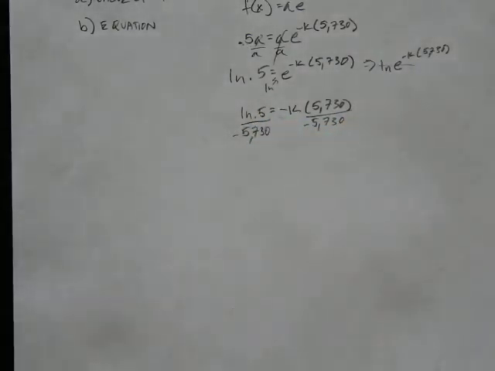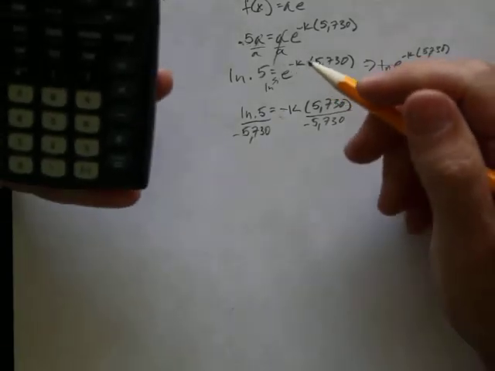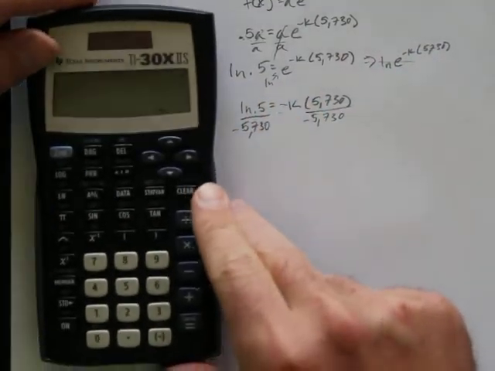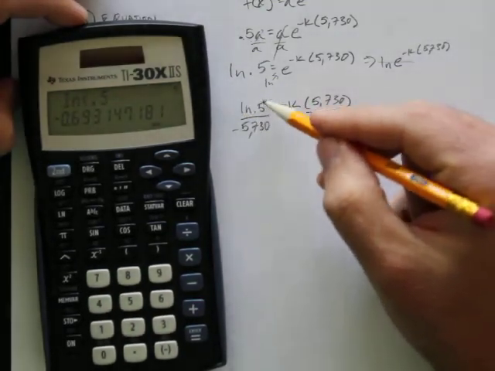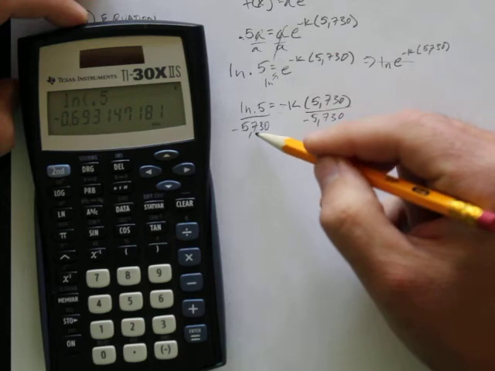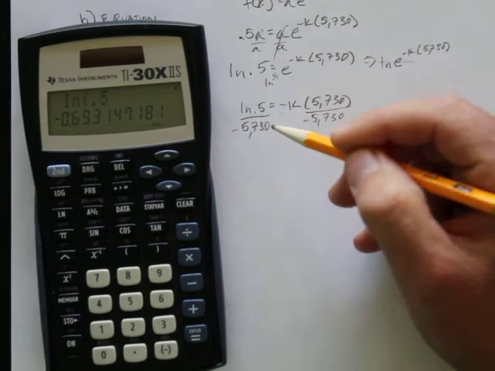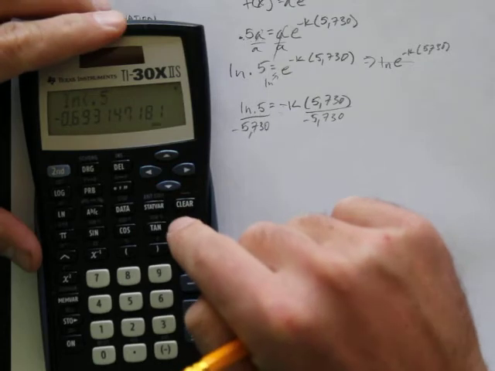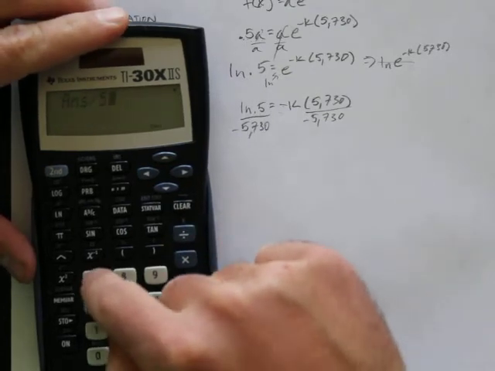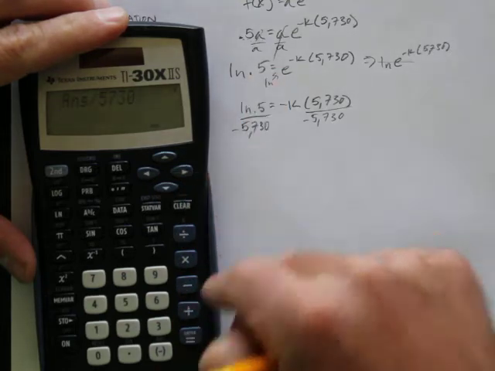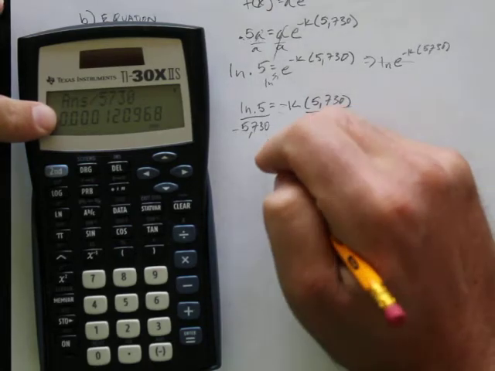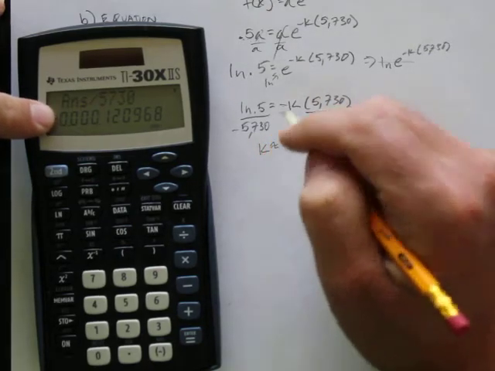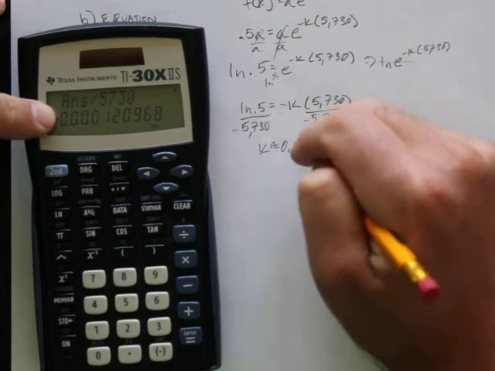And so that way those negatives will go away and I can deal with this. So I can get my calculator out. And I'm going to say natural log of 0.5 equals this. So that's what I have up here in the numerator. Now I'm going to divide by 5,730. I'm not worried about the negative. I'll just figure that out in a minute. So I'm going to ignore this negative because I didn't put the negative into my calculator. K is approximately 0.1230.